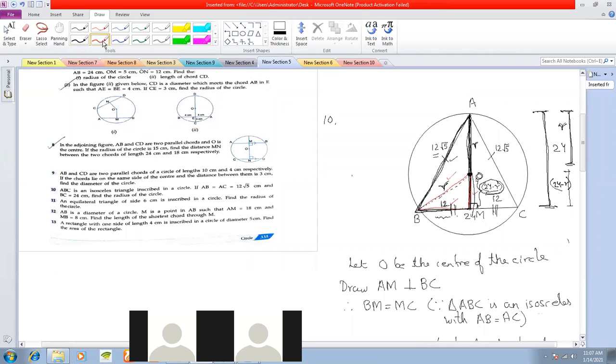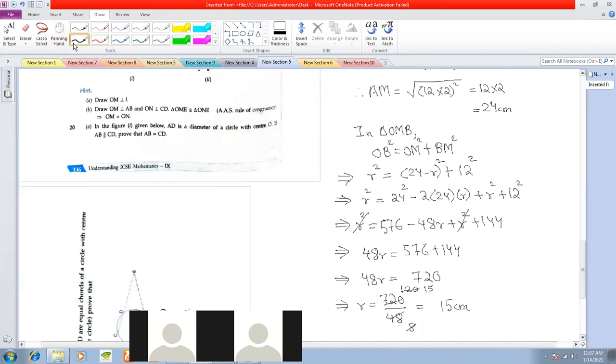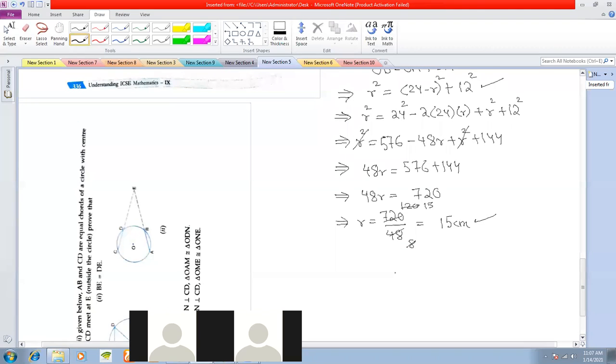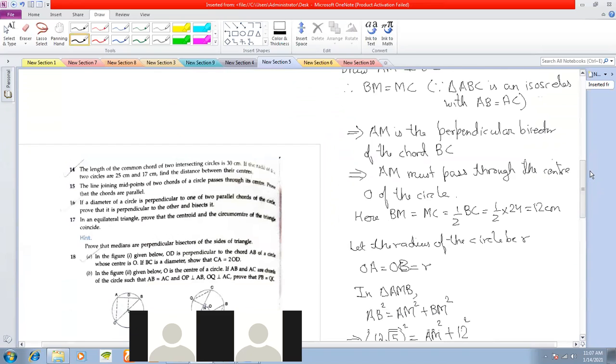And then we considered this small right angle triangle where we knew the length of the hypotenuse to be R, we knew the base to be 12, and we knew this to be 24 minus R. So with the help of Pythagoras theorem, we formed an equation in R, simplified it to find out the value of R, and solved that equation. Okay. So that is what this problem is all about. Let us see the next question now.